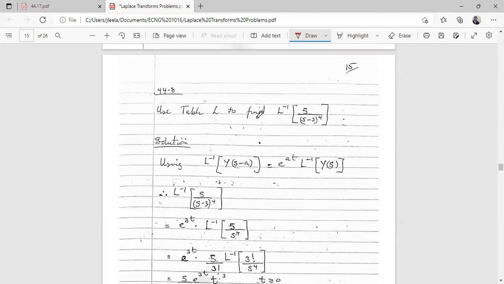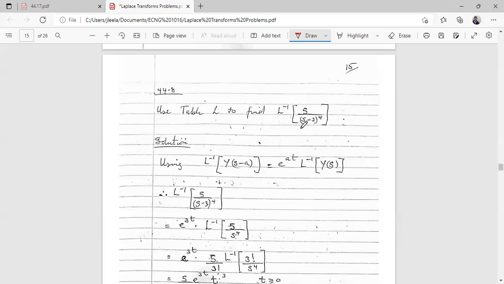So now we're using the table again to find the Laplace inverse of 5 over S minus 3 to the power 4. So this here involves a shift, so we're using the shift property here. Now look at it carefully. Look at this property here. The Laplace inverse of Y of S minus a is e to the at times the Laplace inverse of Y of S.